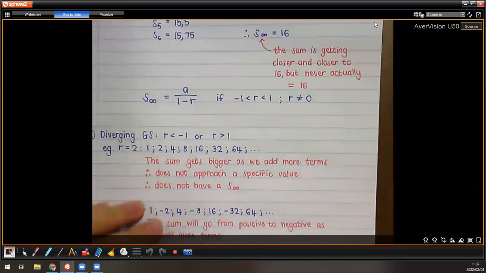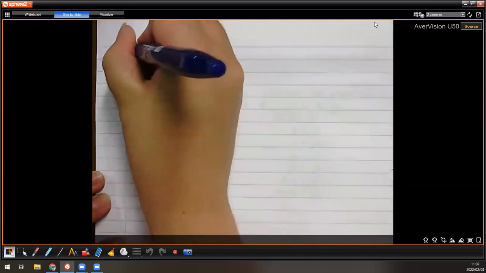Okay, so let's do some examples of actually using this formula. We're not going to prove the formula. The two proofs that we've done, those are the only two that you need to know for this chapter. Okay, let's do some examples.